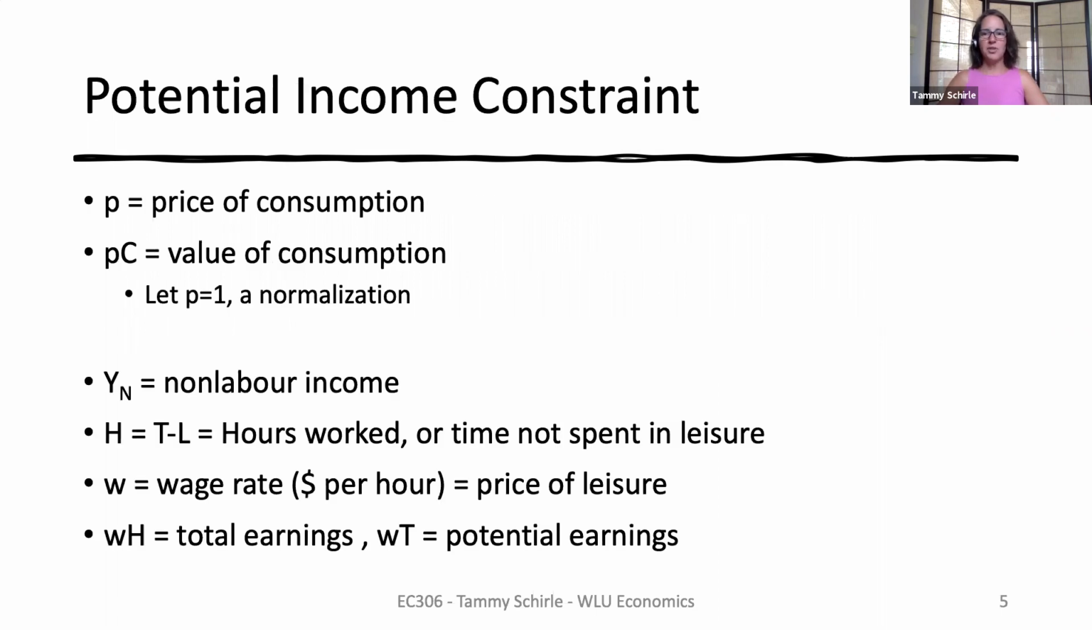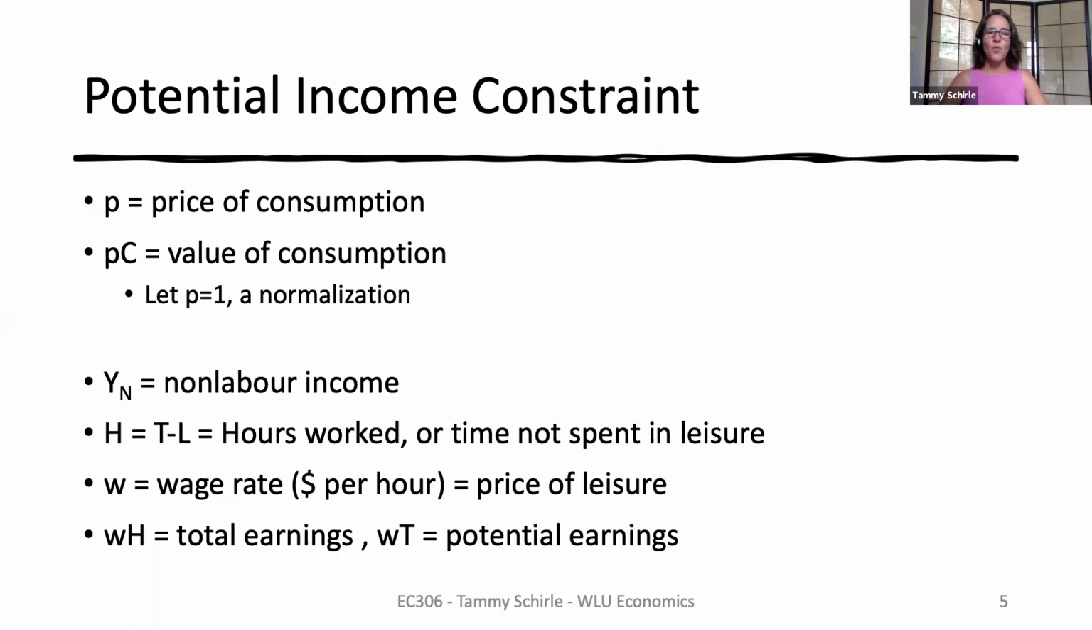Now here are the pieces that we're going to put together. We start with a simple consumption bundle that has one price. So P is the price of consumption here. The value of the consumption bundle is then that price times the amount of consumption that you're buying, but we're going to let that price equal 1. It's a simple normalization. We could do this many different ways, but it really just takes it out of the picture and makes things simpler for us to work with.